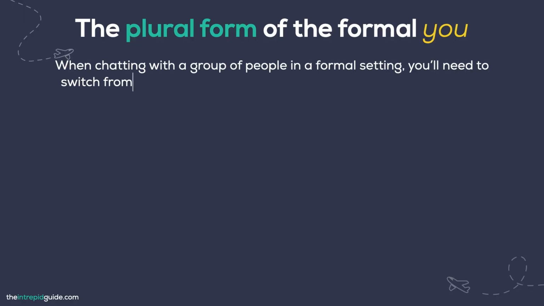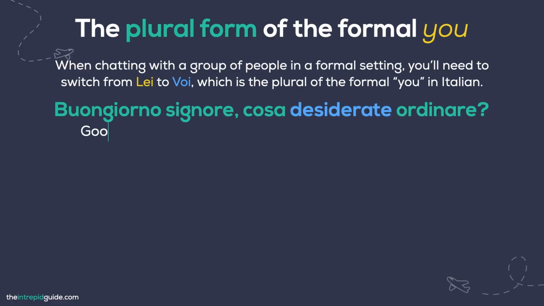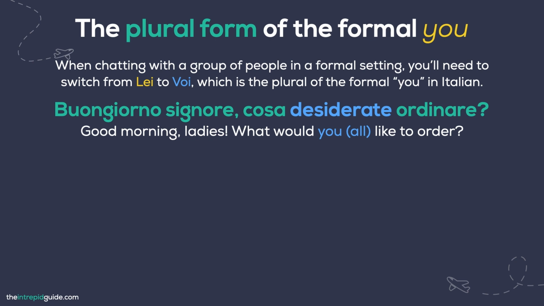Let's take a look at the plural form of the formal you in Italian. When chatting with a group of people in a formal setting, you'll need to switch from Lei to voi, which is the plural of the formal you in Italian. It looks and behaves exactly like the standard plural you, making it much simpler to use. For instance, if you're at a restaurant, the waiter might greet you and your guests with Buongiorno, signore. Cosa desiderate ordinare? Good morning, ladies. What would you like to order?